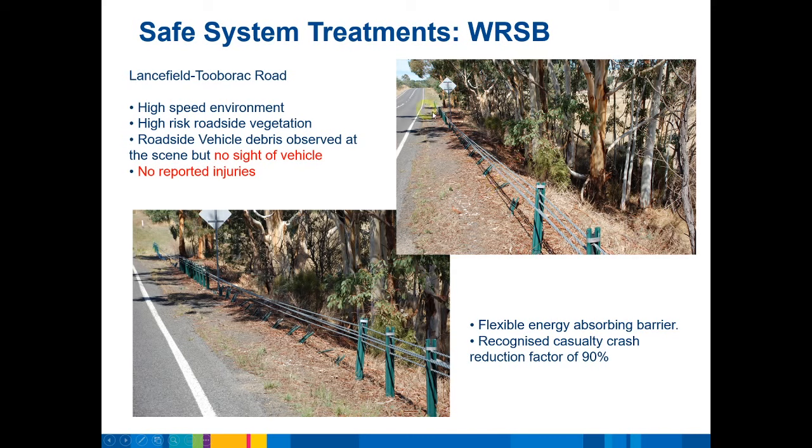So this is a particular case example of a road, Lancefield-Tuberack Road. It's a high-speed environment. You can see all the trees here. If someone had to come off and hit those trees, it certainly wouldn't be as forgiving as hitting this wire rope safety barrier. So there was roadside vehicle debris, and obviously the barrier has been hit because it's been damaged itself. No sign of the vehicle and no reported injuries. So basically someone hit this thing and then they just pulled off and drove away.